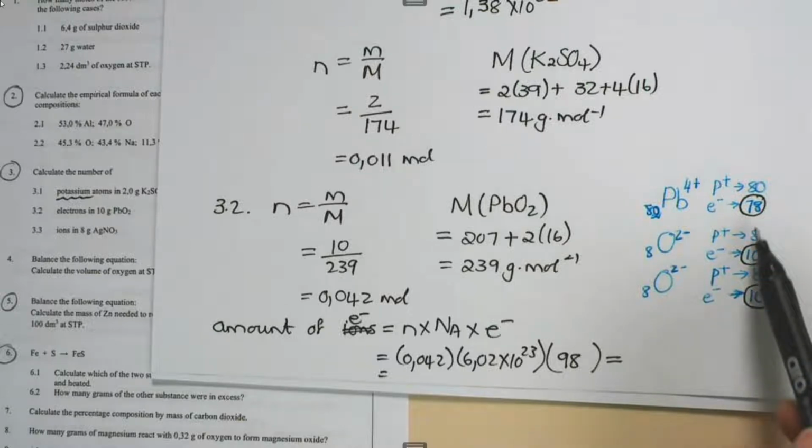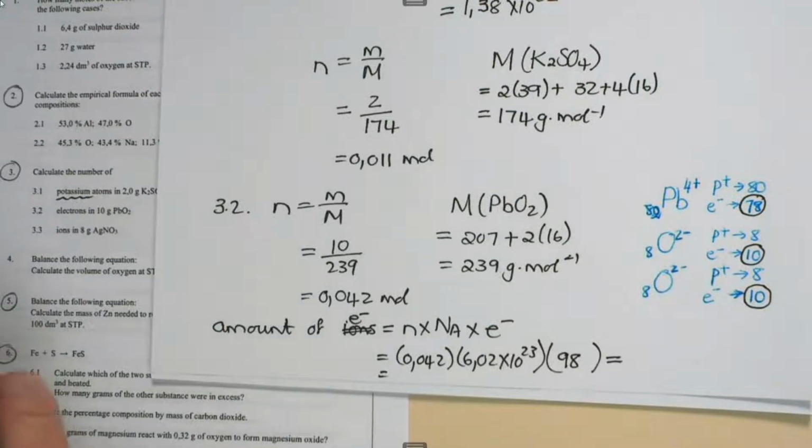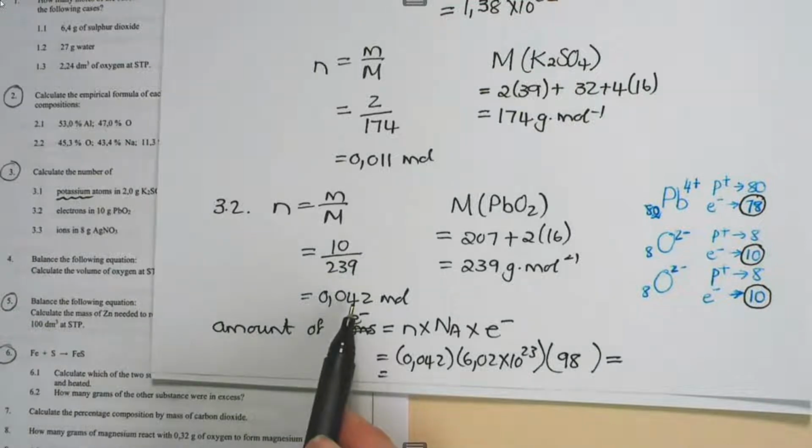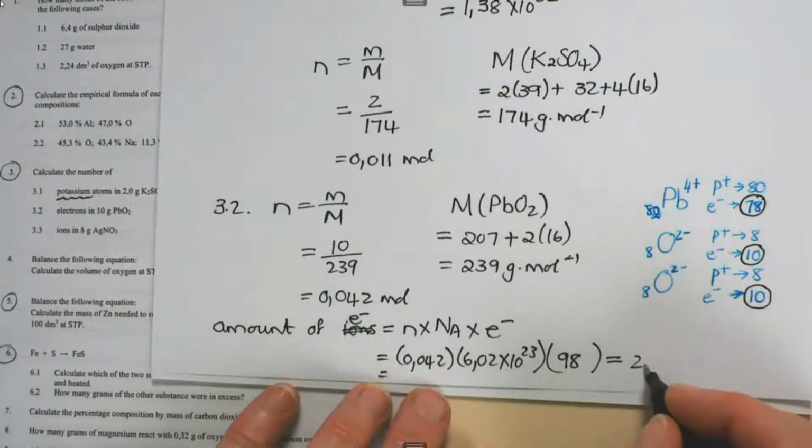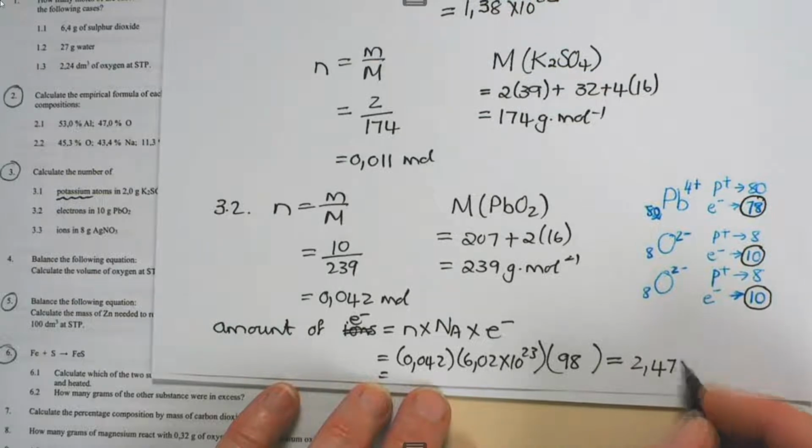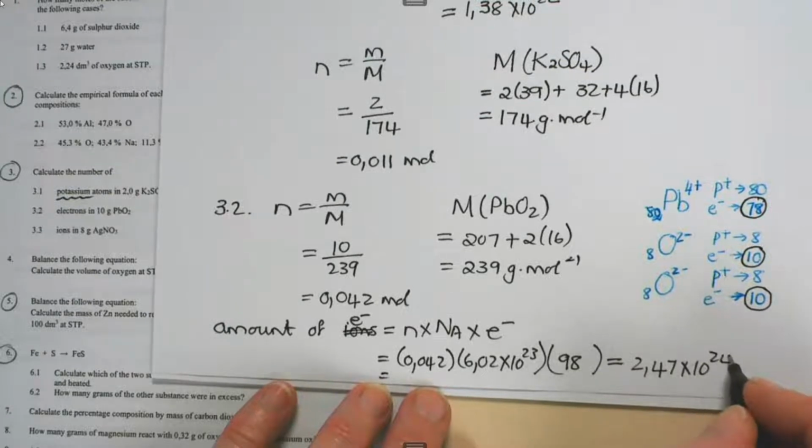So that means I've calculated the amount of electrons. It will be 10 divided by 239 (that was a rounded number there, but I kept the whole number on my calculator), times 6.02 times 10 to the 23, times 98, and I get 2,47 times 10 to the 24.